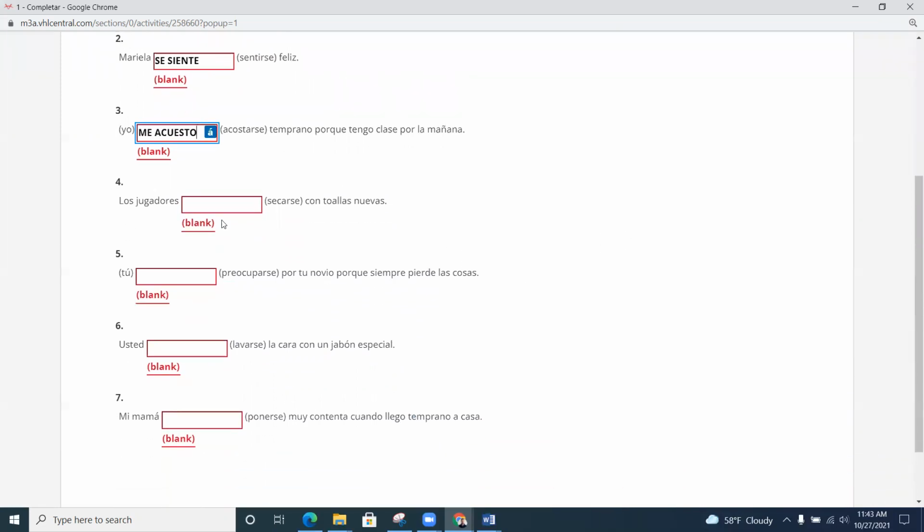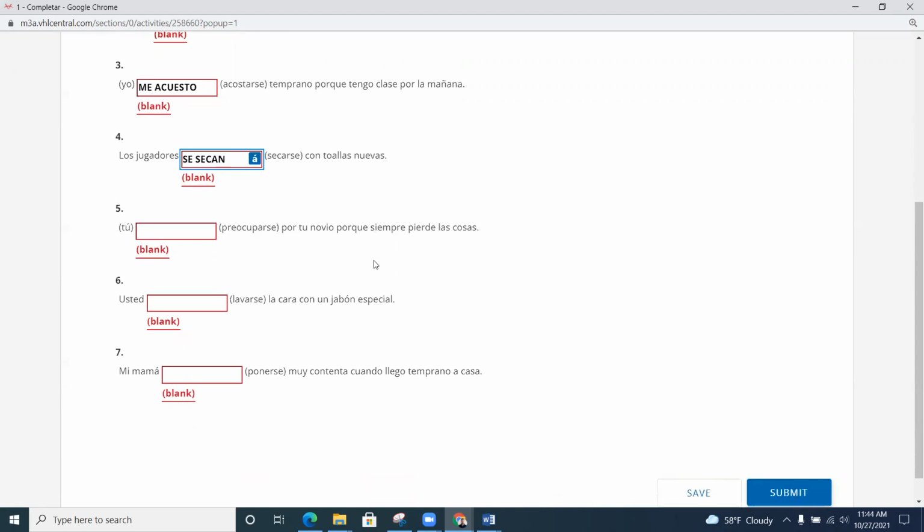4. Los jugadores, and the verb is secarse, con toallas nuevas. New towels, that's how you say towel, toalla. Toalla, it's a weird pronunciation, toalla. Pausa. Y volvimos. Se secan. Porque los jugadores, entonces ellos.